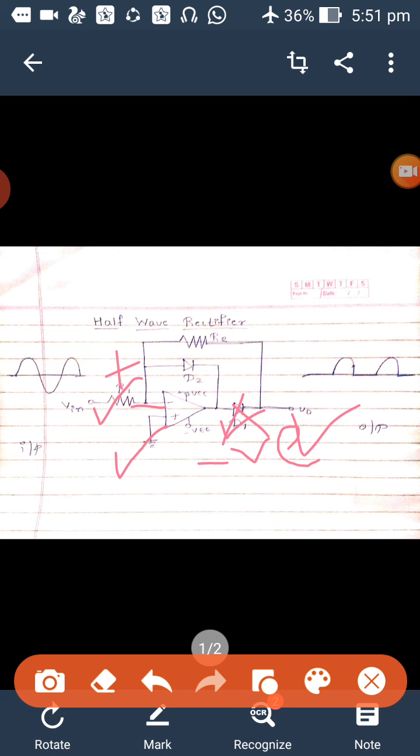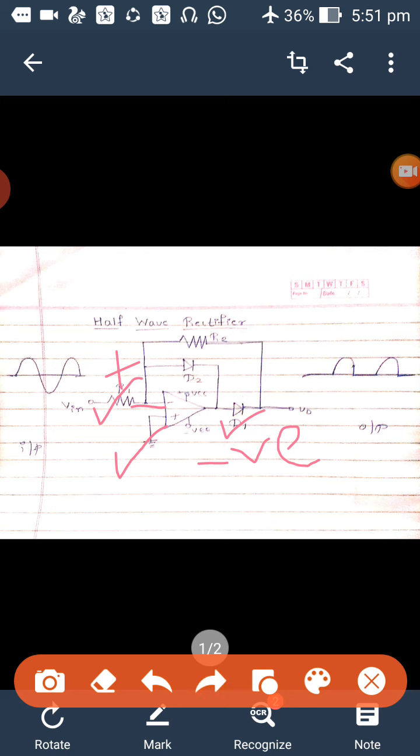Now, because of this negative output voltage at the operational amplifier, this is applied to D2. D2 will be on. The current will flow through D2 and then through R1, but there is no flow through R2. This means during the positive half cycle, the output will be 0. I am not going to get any output voltage. It is the same as I have shown here.